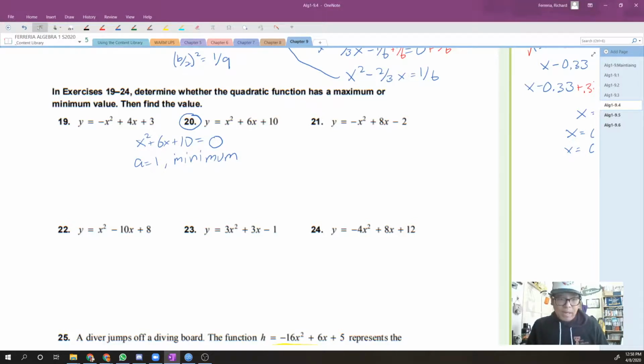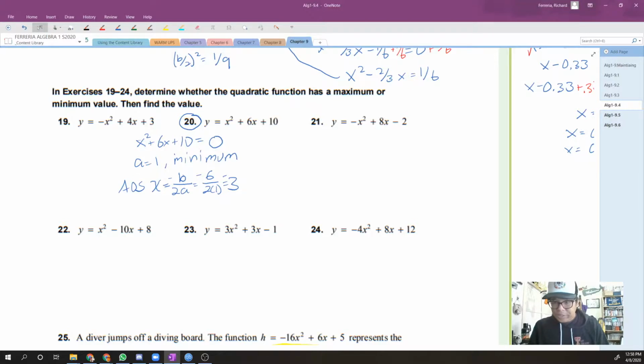Next, let's find the value of the vertex, which starts with the axis of symmetry. The equation for the axis of symmetry is negative b over 2a, which is, in this case, negative 6 over 2 times 1. 2 times 1 is 2. So negative 6 divided by 2 is negative 3. That's my axis of symmetry.